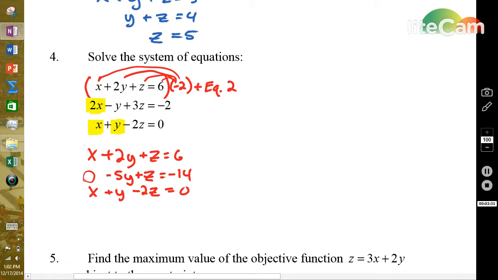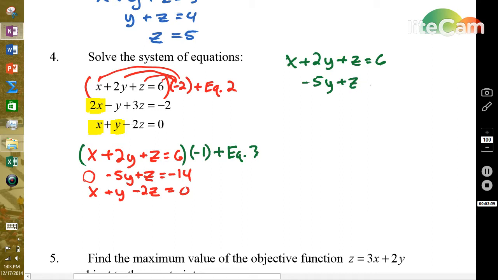The next thing we can do is get rid of that x from the third equation. So we can multiply the top equation by -1, and add it to equation number 3. Remember that top equation remains unchanged. So x plus 2y plus z equals 6. The middle equation we're not doing anything with right now, so that remains unchanged as well.